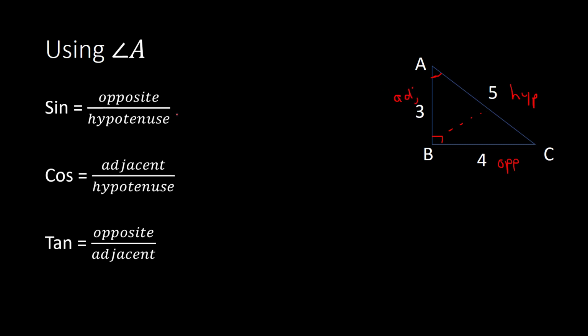So what I can say is that sine of angle A would be opposite over hypotenuse, which would equal 4 over 5, because opposite has a length of 4, and hypotenuse has a length of 5. And then cosine of angle A would equal adjacent over hypotenuse, which would be 3 over 5. And then tangent of angle A would be opposite over adjacent, which would be 4 over 3.